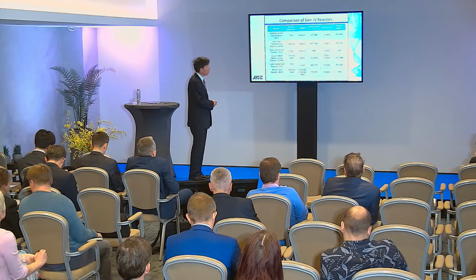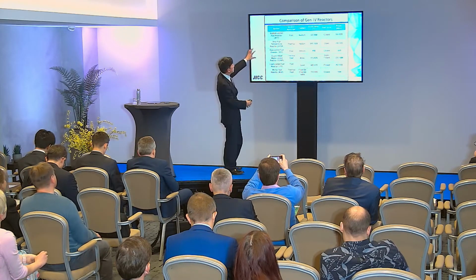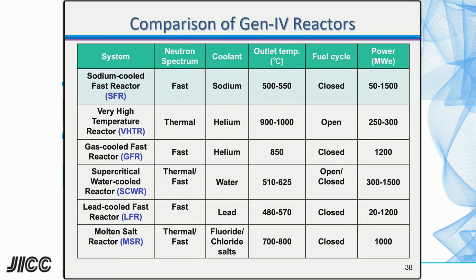This slide shows the comparison of the 6 types. And I already mentioned, I think the fast reactor is attractive because it can use the neutron for breeding and transmutation. So please look at this. The first reactor is sodium-cooled reactor, SFR, and gas-cooled reactor, GFR, and the lead-cooled reactor and the molten salt reactor. And the very high temperature reactor, this is not the fast reactor, but the temperature is very high. This is the advantage. Interesting, right?